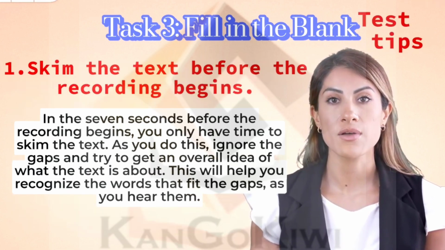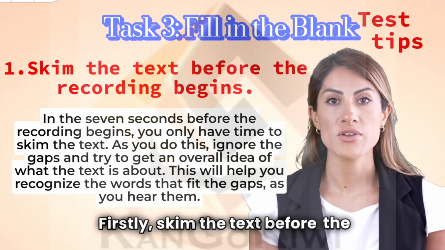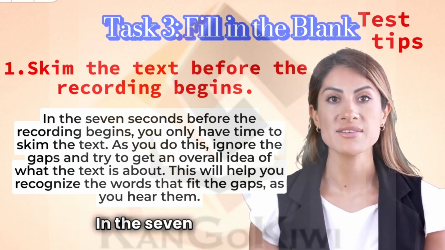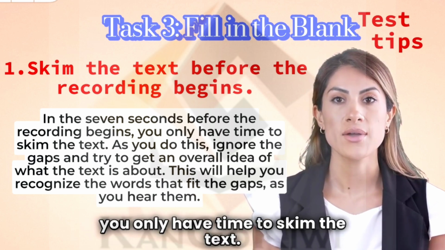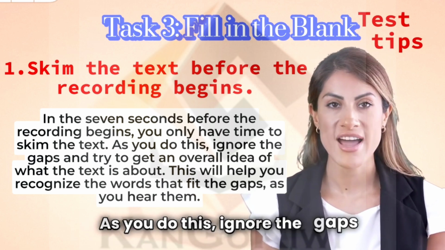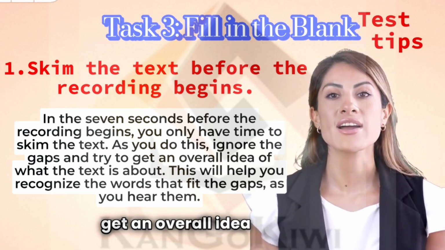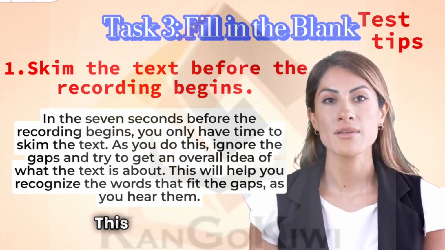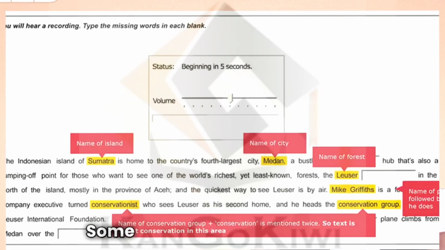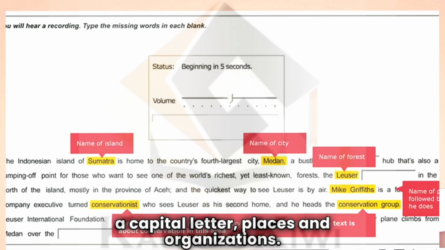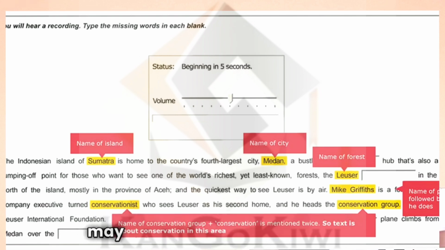Test tips. Firstly, skim the text before the recording begins. In the 7 seconds before the recording begins, you only have time to skim the text. As you do this, ignore the gaps and try to get an overall idea of what the text is about. This will help you recognize the words that fit the gaps as you hear them. Some of the things you can look for include proper nouns that begin with a capital letter, places, and organizations. Nouns that are repeated in the text may help you decide on the topic.